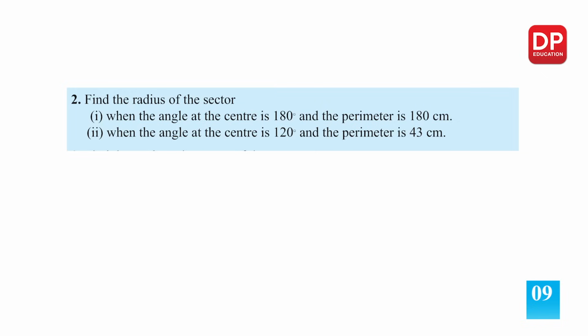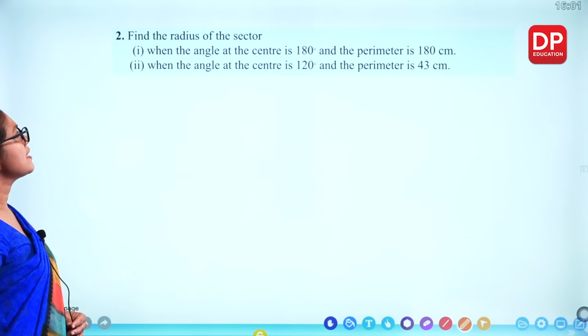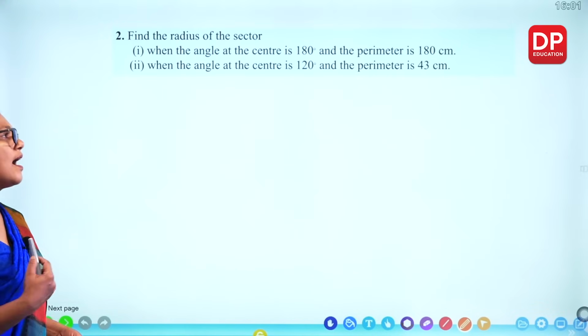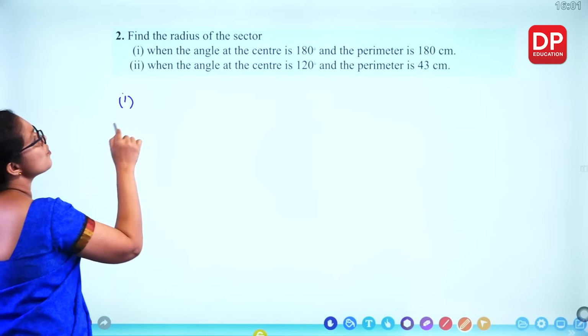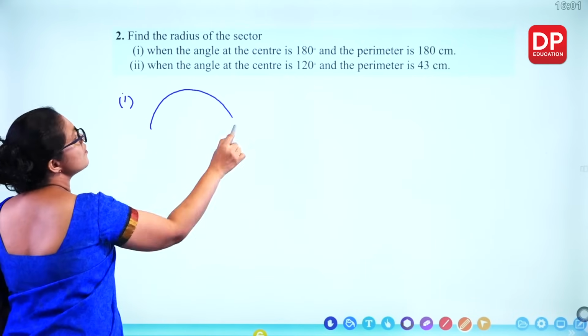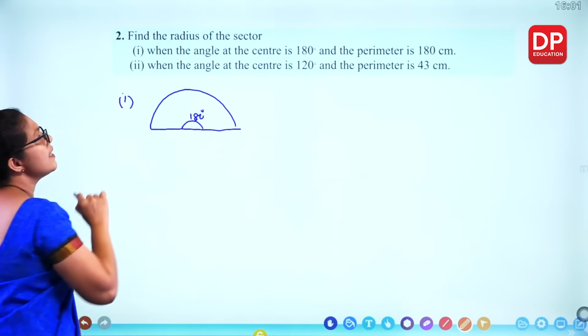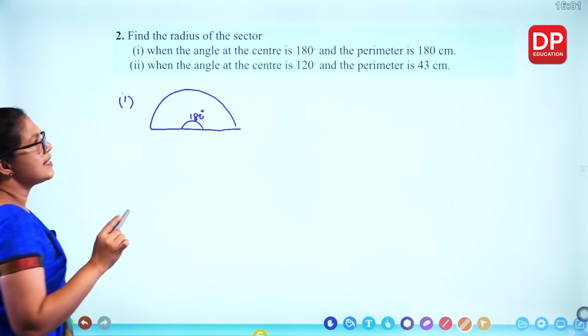Now we'll look at question number 2. It says find the radius of the sector when the angle at the center is 180 and the perimeter is given as 100 centimeters. So we'll sketch a diagram. Here 180, so that should be a semicircle. So this is 180 given, and the perimeter is given.